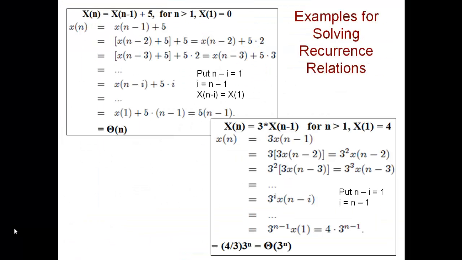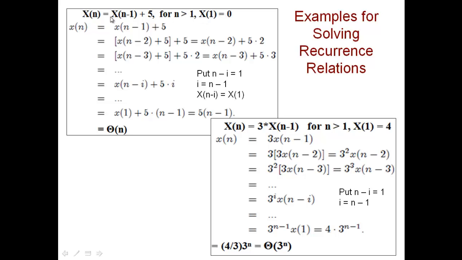Okay, so we'll see now some more examples for solving recurrence relations. We'll see first the linear format one, and then we'll do the other format. So let us say you're given x of n equals x of n minus 1 plus phi for n greater than 1.